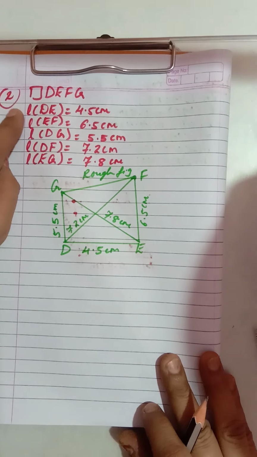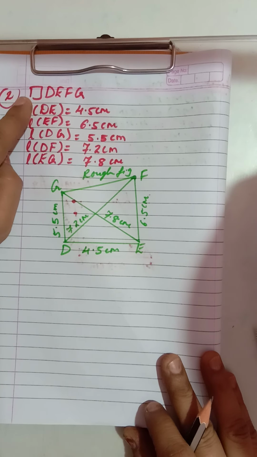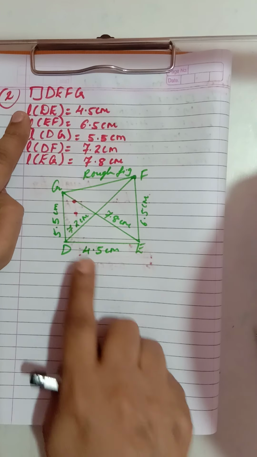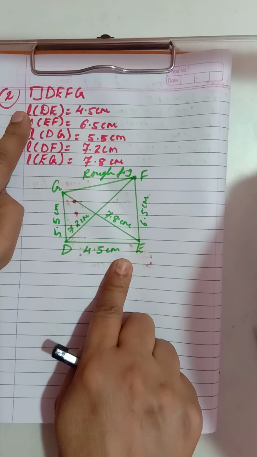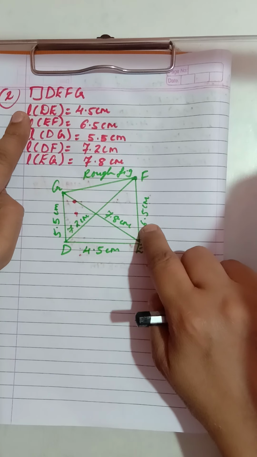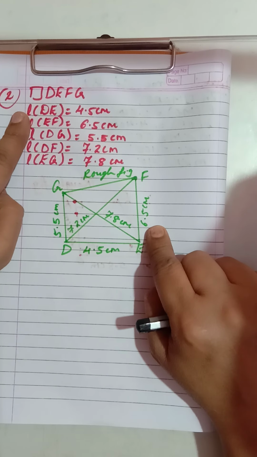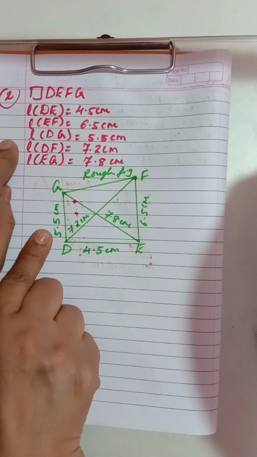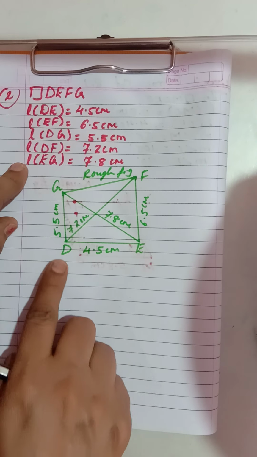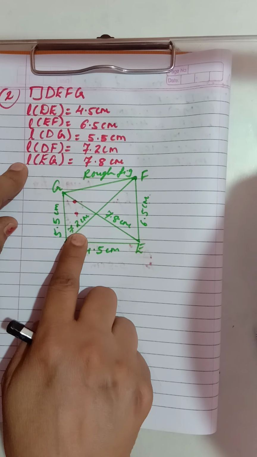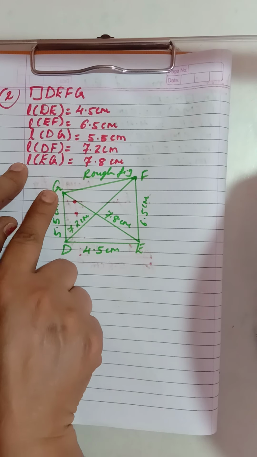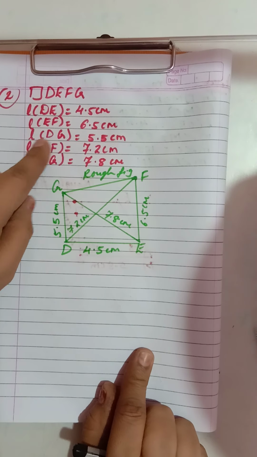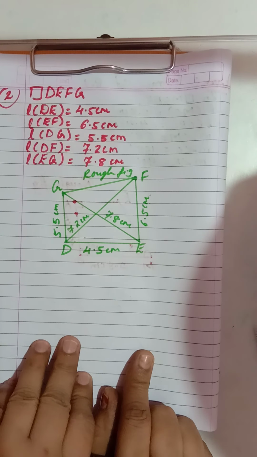Now see children, the second question: let us construct quadrilateral DEFG. What is given? Length of DE 4.5 centimeter, EF 6.5 centimeter, DG 5.5 centimeter, and your first diagonal DF is 7.2 centimeter, and the other diagonal EG is 7.8 centimeter. So this much is given. With the help of this I have just drawn the rough figure.